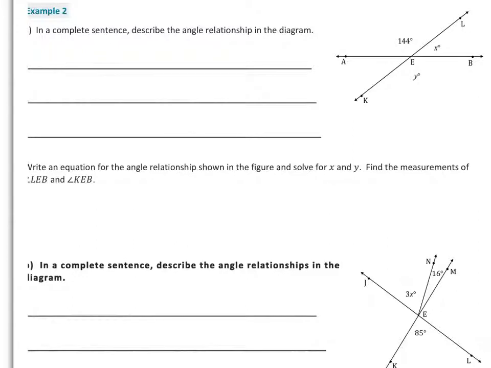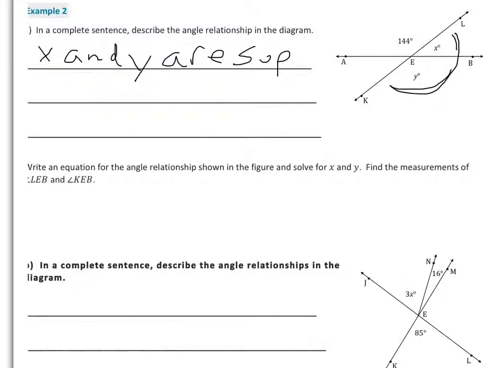Okay, class, here we go. Example number 2. It wants us to describe the angle relationships in the diagram. So we know that x and y, see how they're on a straight line? X and y are supplementary. And I'm going to use an abbreviation because I'm running out of room there.